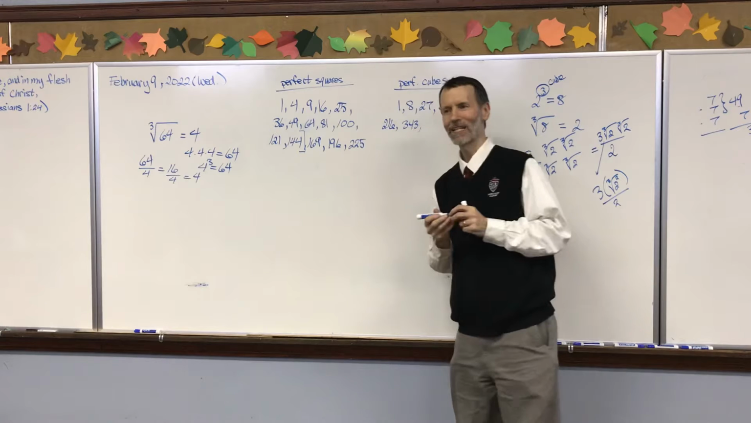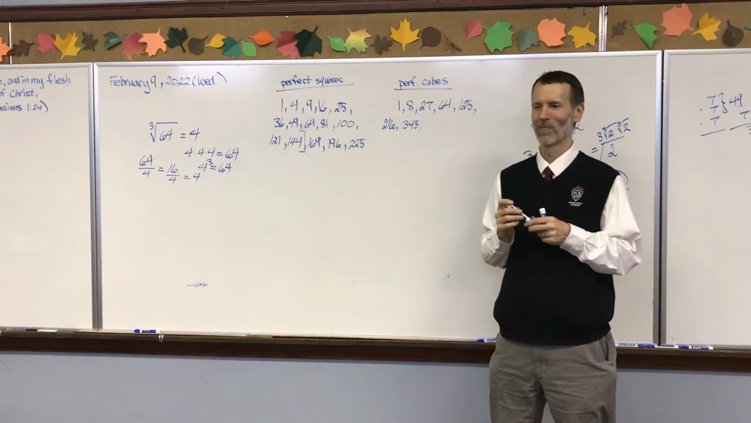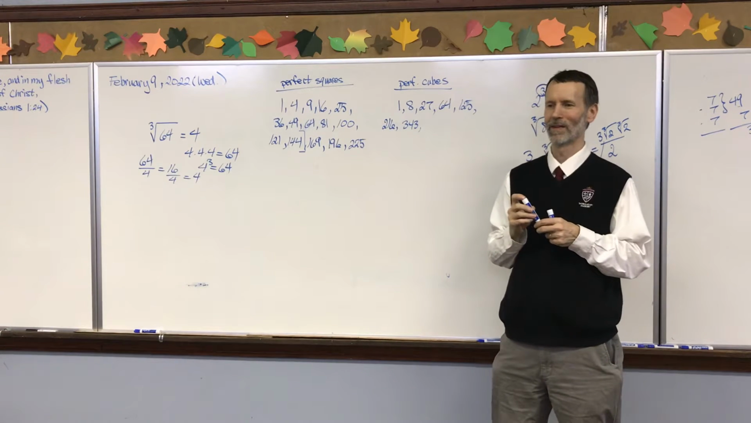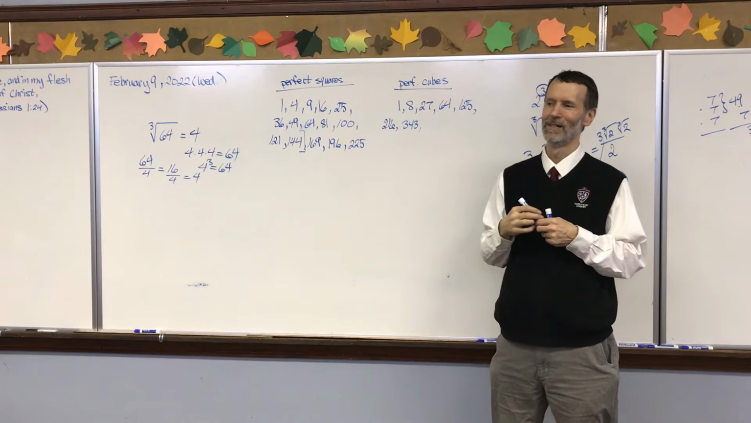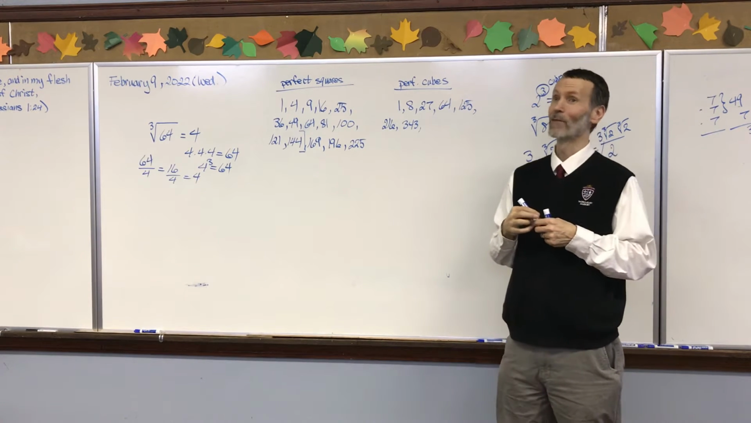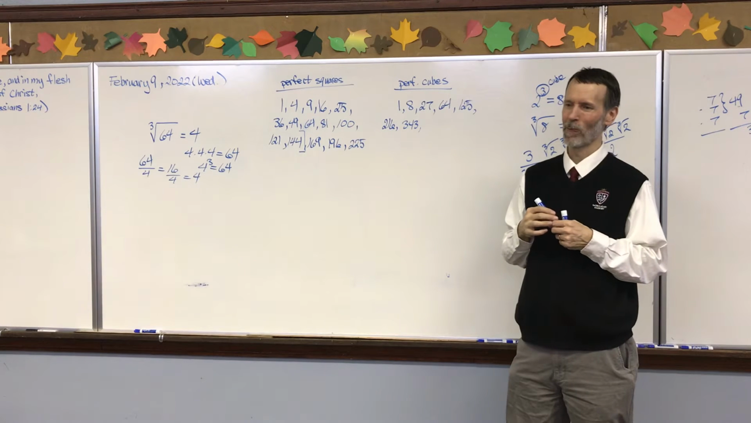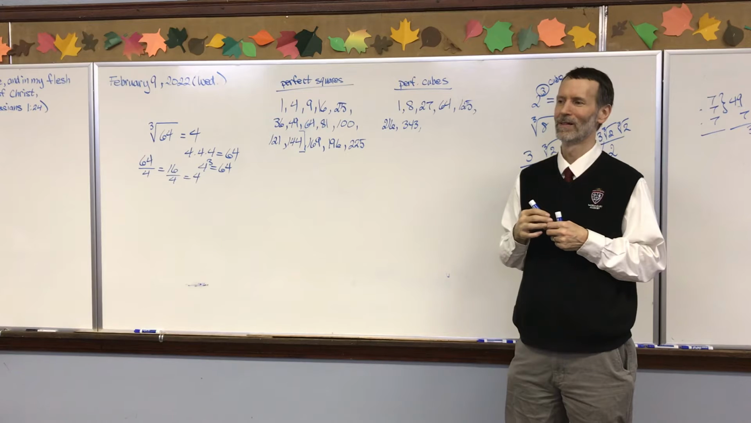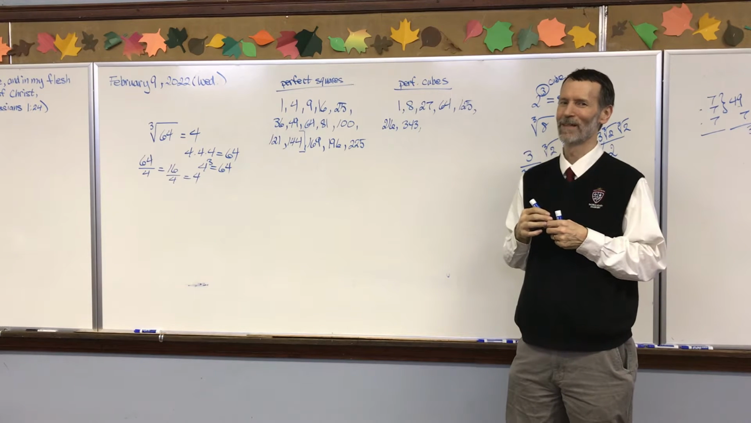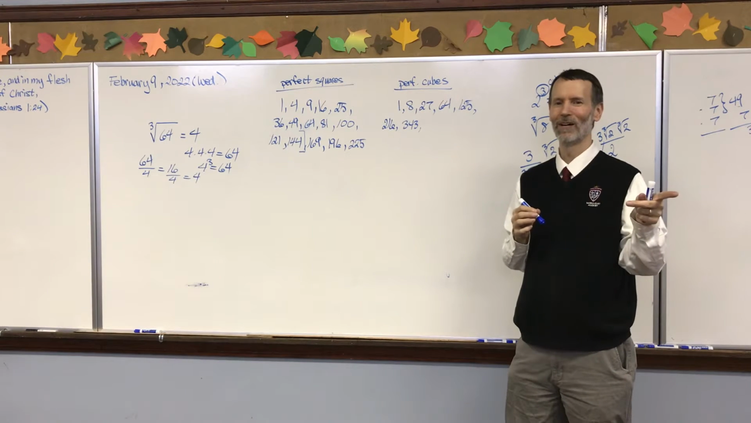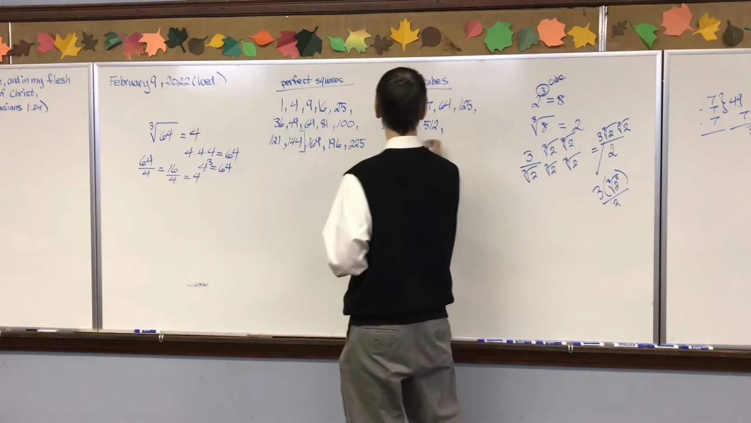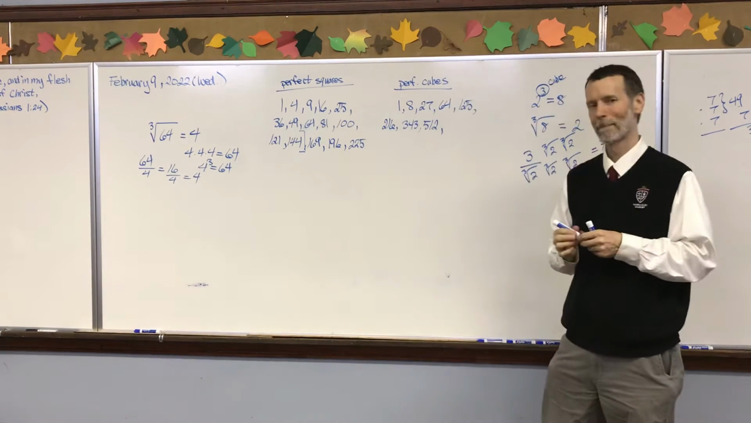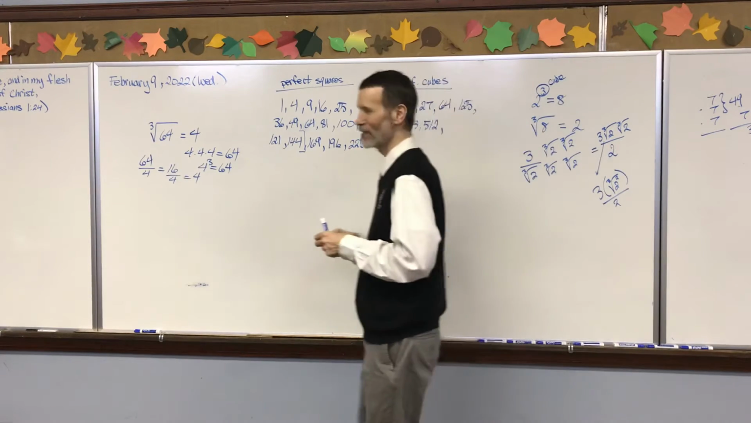8 times 8 times 8. Anybody know? You're in the ballpark, a little too high. Closer. Too high. That was a little too low. 508, that's it. Oh, dang it, 512. That was 8 times 8 times 8.